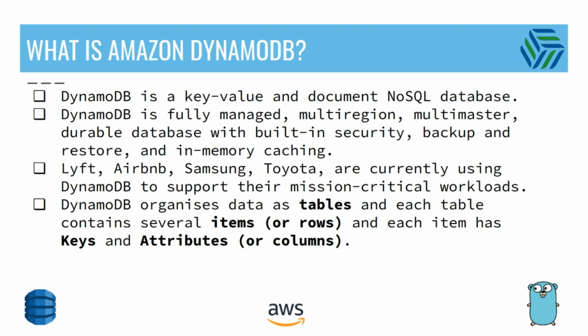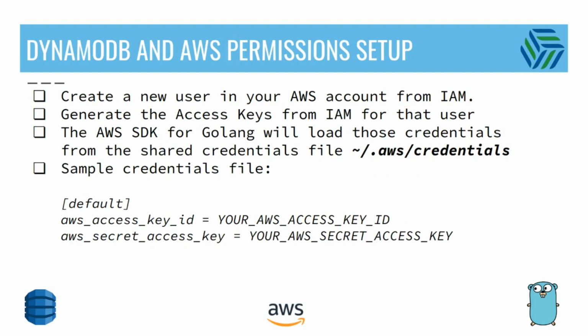And DynamoDB organizes data as tables, and each table contains several items or rows, and each item has keys and attributes or columns. So in order to be able to use DynamoDB from our Golang application, we need to set up the AWS SDK for Golang. And in order to do that, we need to follow some steps.